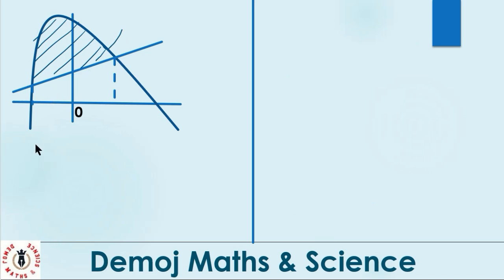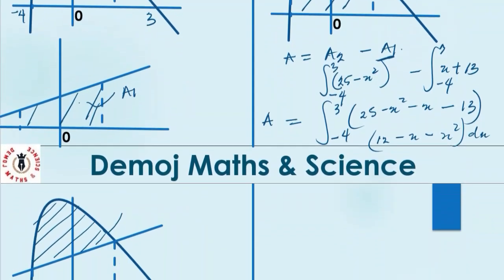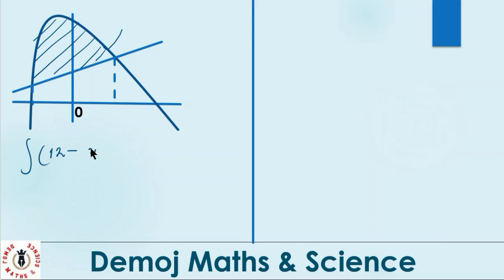So my focus area now will come from the integral of 25 minus 13, that's 12, minus x, minus x squared, with respect to x, ranging between 3 and minus 4. So that will be the integral of 12 minus x minus x squared with respect to x, ranging between 3 and minus 4. This is equal to area A.